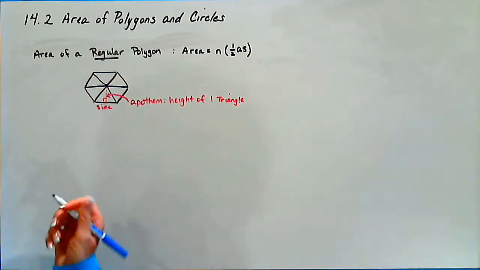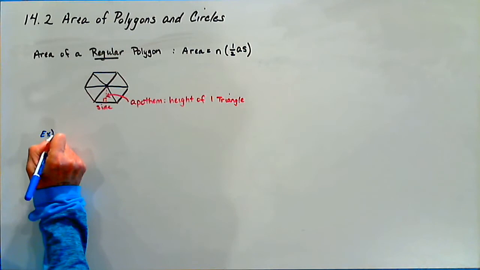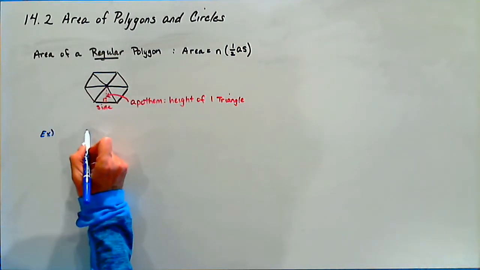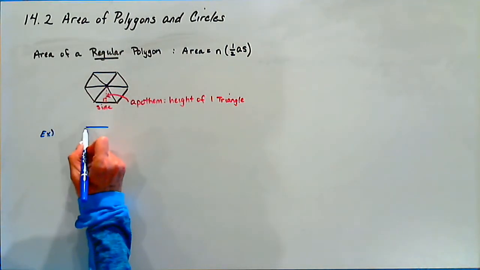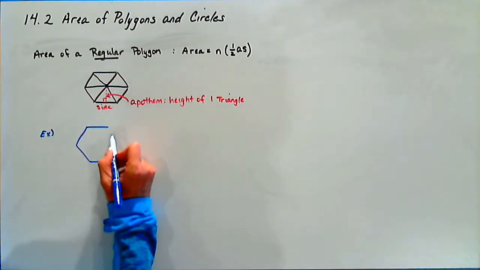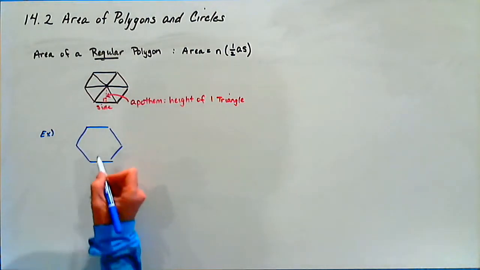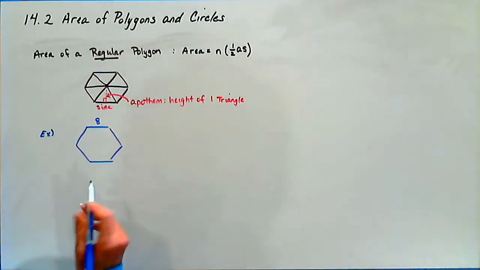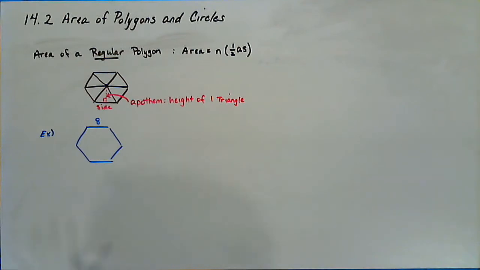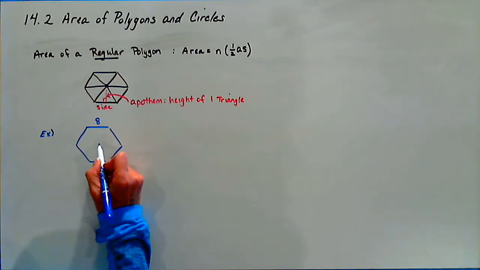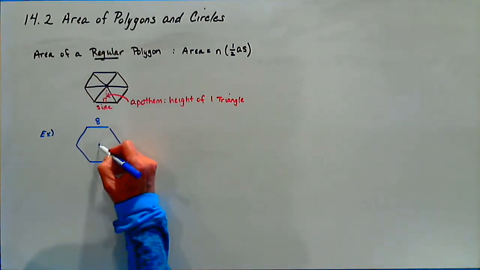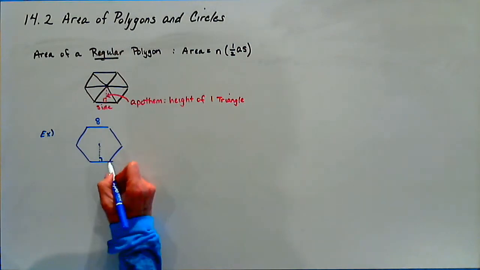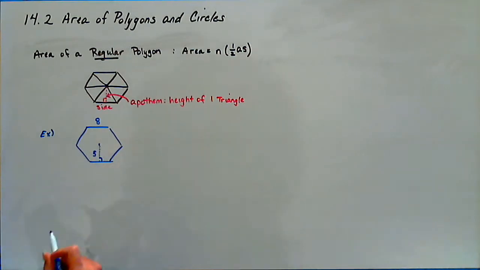So let's say, for example, I'm just going to give you a regular hexagon. So I'm going to try to draw it out again. It's a rough sketch. Each side is 8 units long. And all I'm going to tell you is the apothem is 5. So they might give you this distance from the center perpendicular to one of the sides. I told you it's 5.